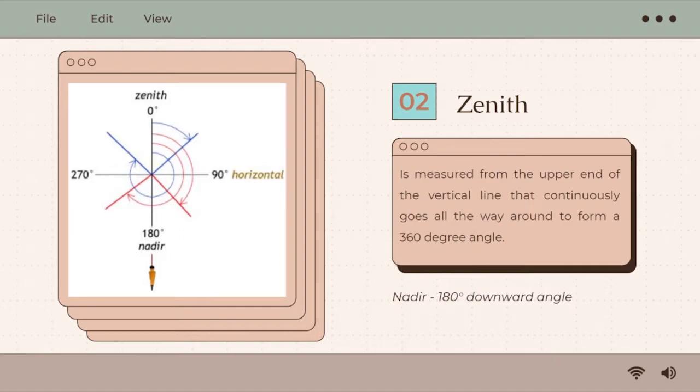So another type of vertical angle is what we call the zenith angle. The zenith angle is measured from the upper end of the vertical line that continuously goes all the way around to form a circle. And in the figure, the zenith ranges from 0 degrees directly upward or above the observer going to the 90 degrees on the horizontal and to the 180 degrees directly downward. The 180 degrees downward angle is what we call the nadir, and it is located below the observer. And from the nadir, it goes to the 270 degrees on the opposite horizontal and goes back to the zenith at 0 degrees.